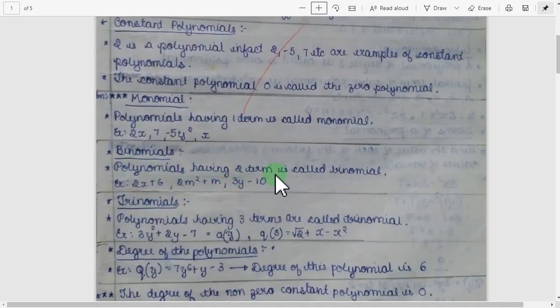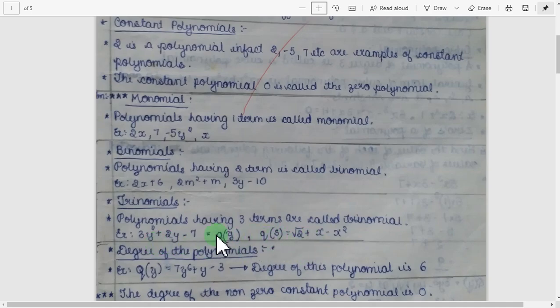Binomials are polynomials having two terms. See, here 2x plus 6 is an algebraic expression or polynomial. It contains two terms. Which are the two terms? 2x and plus 6 are the two terms. Similarly 2m square and m, and 3y and minus 10, are two terms. Though these polynomials are different, they contain two terms, so this is called a binomial. Trinomial means three terms. Here 3y square, 2y and minus 7: this polynomial contains three terms.